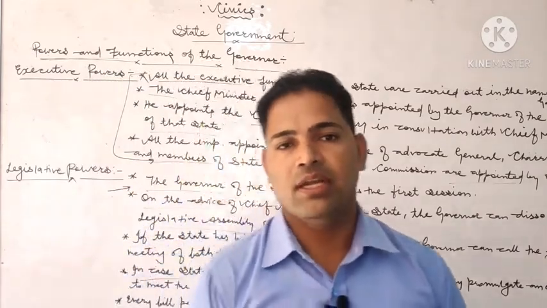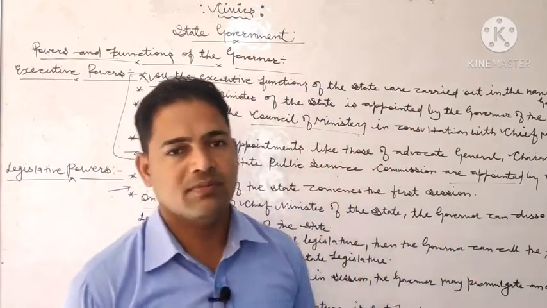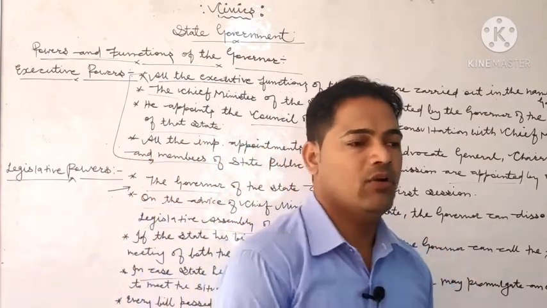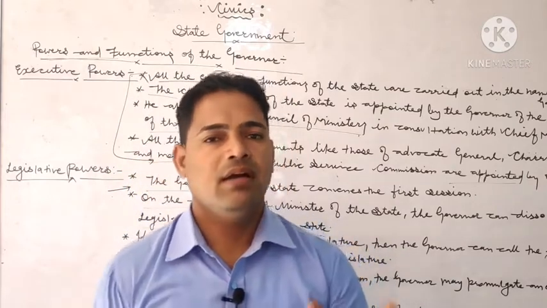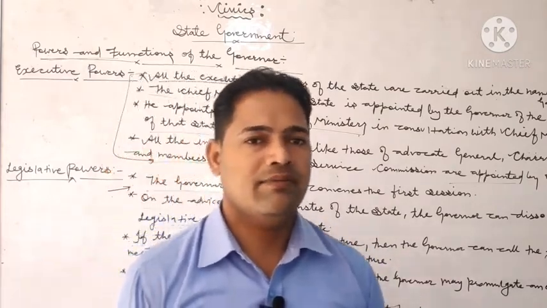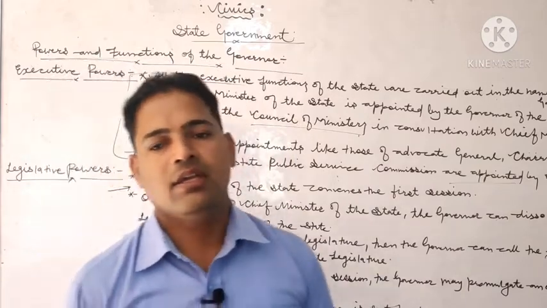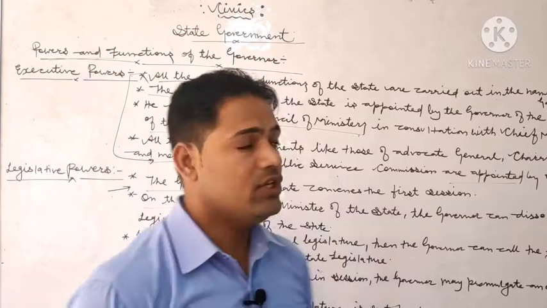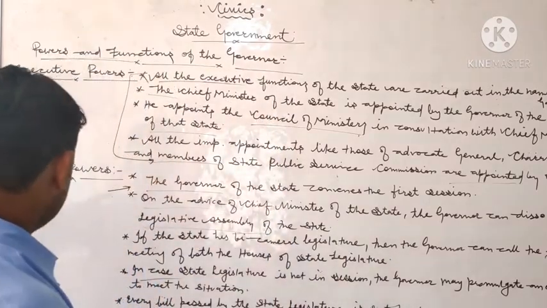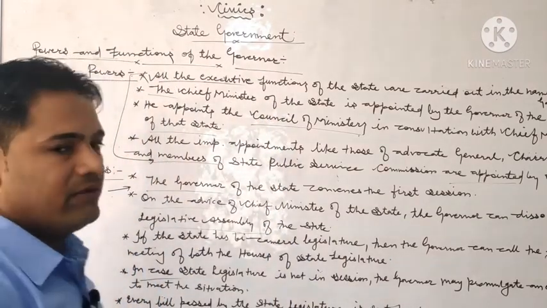That's a very important thing. The annual budget of the state government, which we can call in another word a money bill, is introduced in the Vidhan Sabha only after the approval, after the permission of the governor. Without permission, no money bill can be introduced in the Vidhan Sabha. These all are the executive, legislative and financial powers we have discussed.